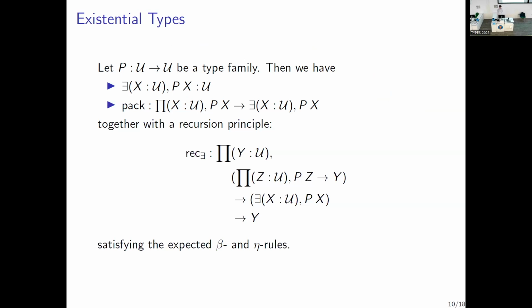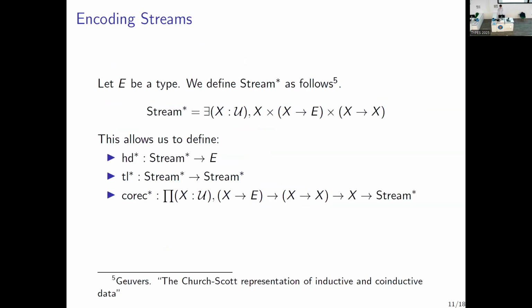So this is the first ingredient. How are we going to define the nonsense streams? We're going to use the existential, and this is the format that we shall be using. A stream is given by a type X in the imperative universe U. This X represents the type of states for the stream. A stream has a current state, which is given by this X.